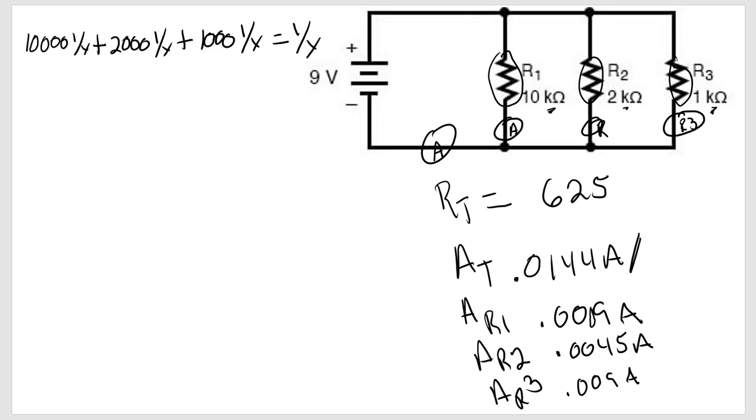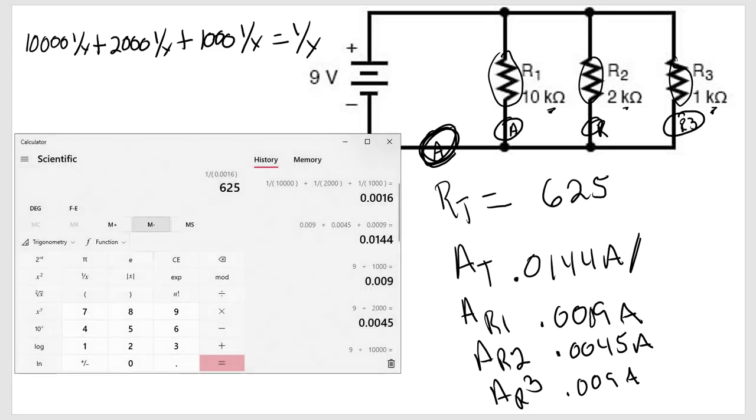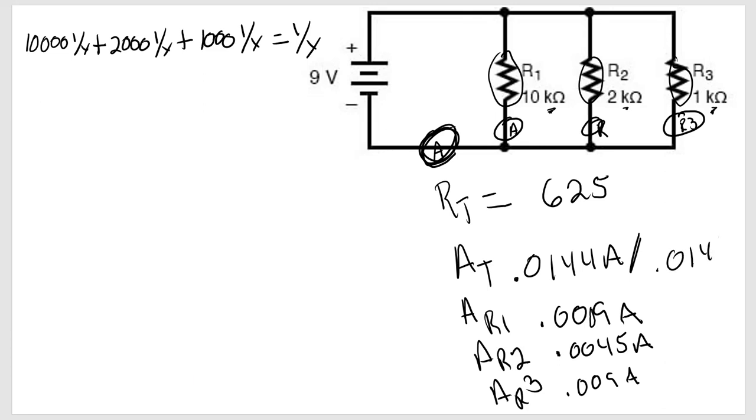Now if I want to find my amps total, all I got to do is go back to Ohm's law. We're going to get our 9 volts and divide it by 625, and I hope it's going to be our amps total. Bada bing. Yep, exact same number, 0.0144. So there's 2 different ways right there we can find our amps total. We can do each branch and then add them up, or we can do the resistance total divided into the volts total.